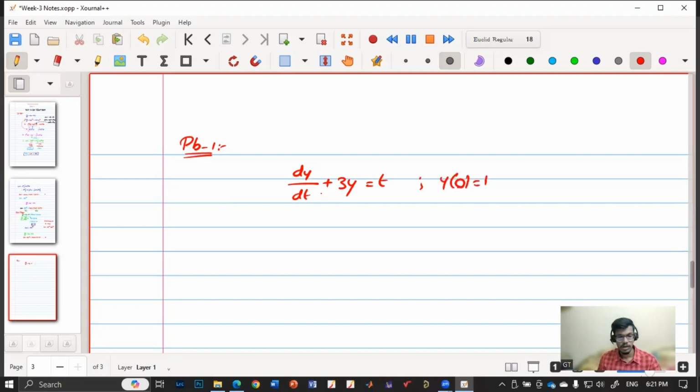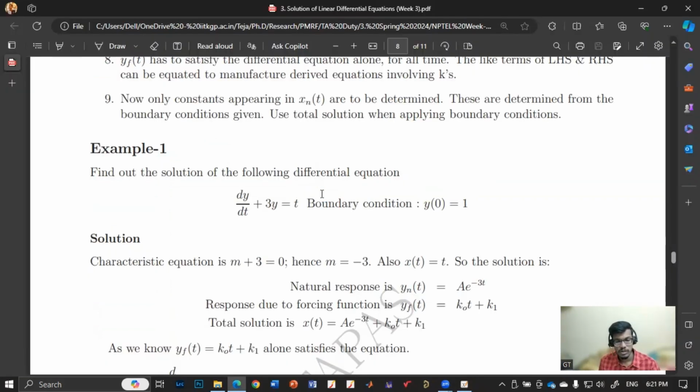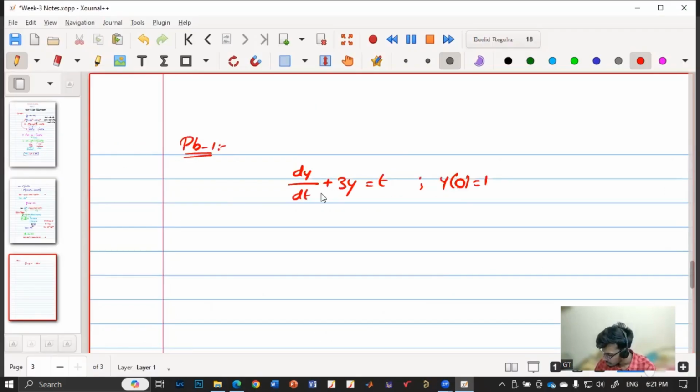So let me consider a quick problem. Problem 1: dy by dt plus 3y is equals to t; y of 0 is equals to 1. Right, dy by dt plus 3y equals to t and y of 0 is equals to 1. So here, if I start with the natural response, what will be my natural response expression? Anyone? So y of t equal to e to the power minus 3t.